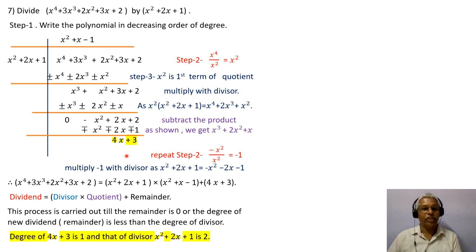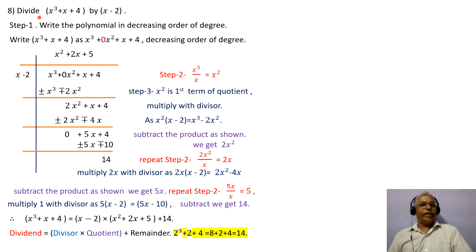I was talking about this in the slides previous to this. See here, the degree of 4x plus 3 is 1, and that of the divisor x square plus 2x plus 1 is 2. So when the degree goes lesser than the divisor's, you have to stop; you repeat only till here. That is the meaning of this. So we move ahead.